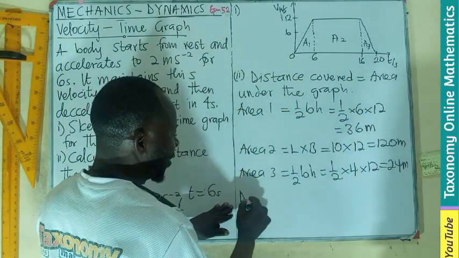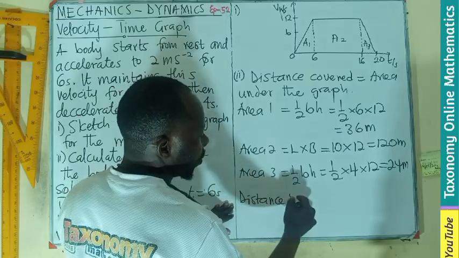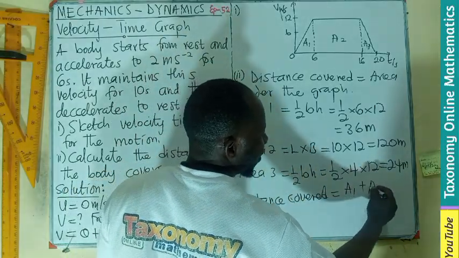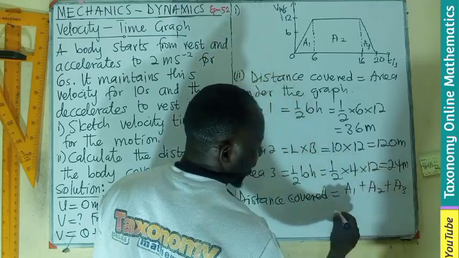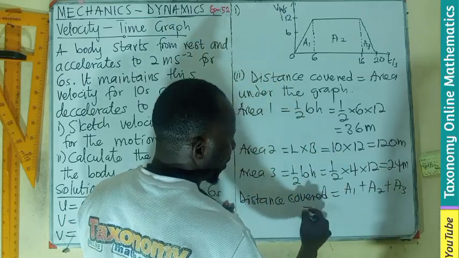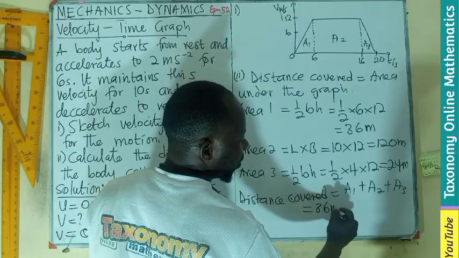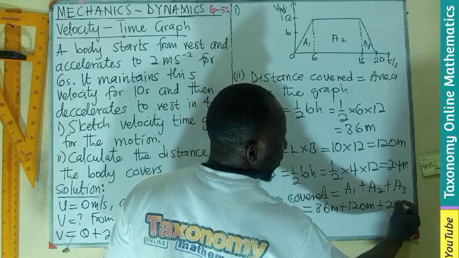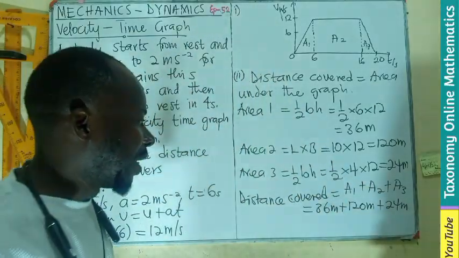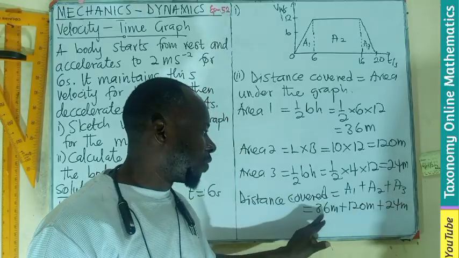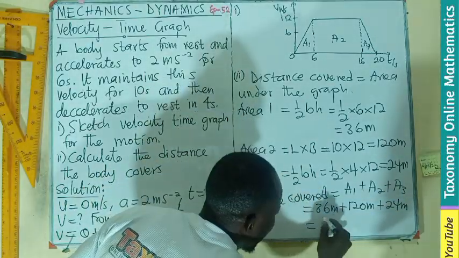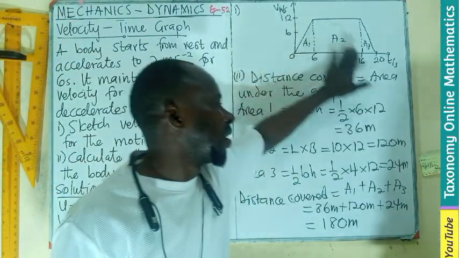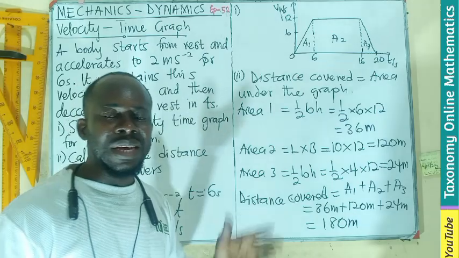So we can say that the distance covered will be area 1 plus area 2 plus area 3. So what is it going to be? Area 1 is 36, area 2 is 120, area 3 is 24. And if I bring this 4 to this 40, 60, so we have 180 meters. So the total distance covered is going to be 180 meters.